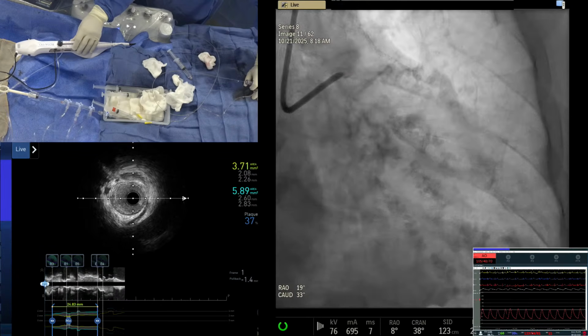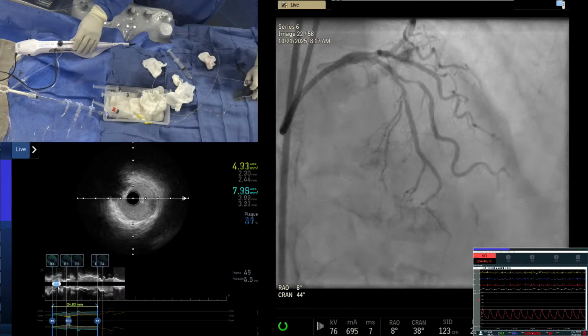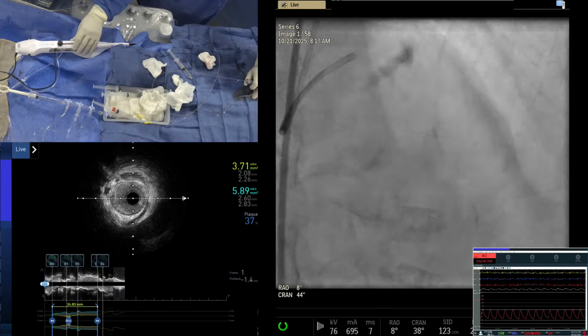Yeah. Excellent. So angiographically there was a bridge, and you can see it very well. That is another reason. Very nice pickup. Very nice pickup.